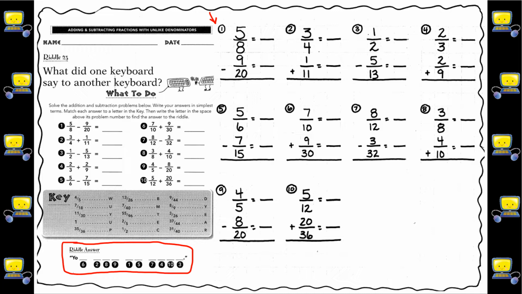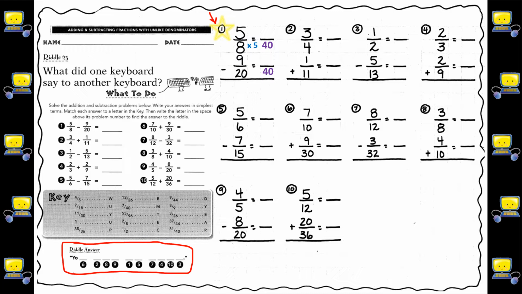Question number 1. We take a look at the denominators. We're going to look for the bigger denominator. In this case, that is 20. Can we use 20 as our common denominator? Is it a multiple of 8? It is not a multiple of 8, so I'm going to double 20 and make it 40. Is 40 a multiple of 8? Yes. 40 is our denominator.